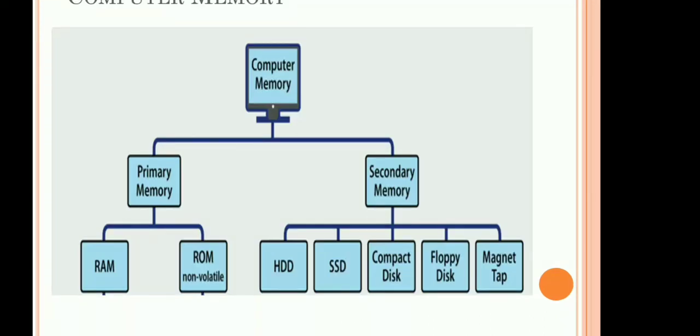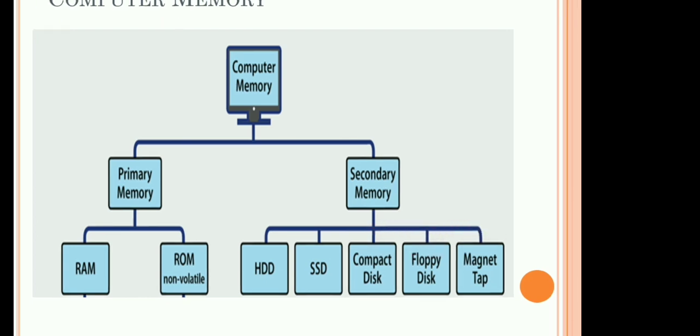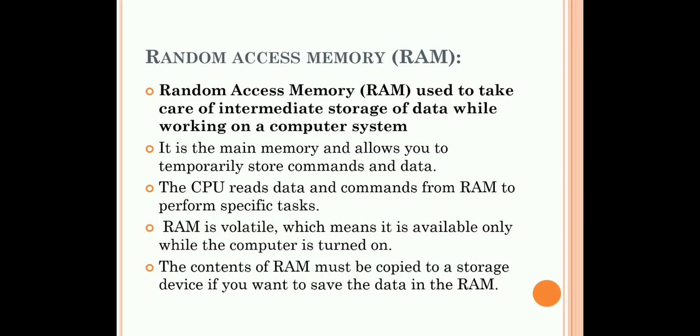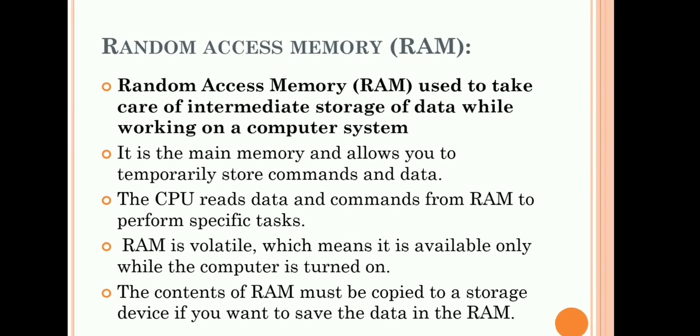Look at the diagram once. Here you can see computer memory can be divided into two parts, primary memory and secondary memory. Primary memory can be divided into two further parts, that is RAM and ROM. Here are the different parts for the secondary memory. HDD, hard disk drives, compact disk, floppy disk and magnetic tape. Let's discuss all these memory types in great detail.